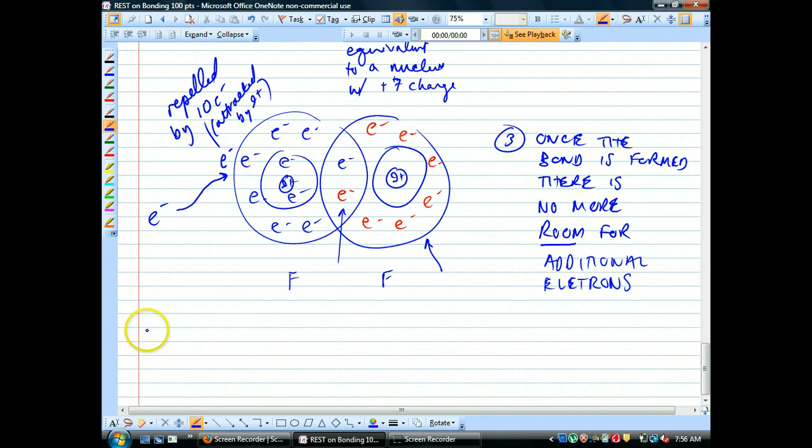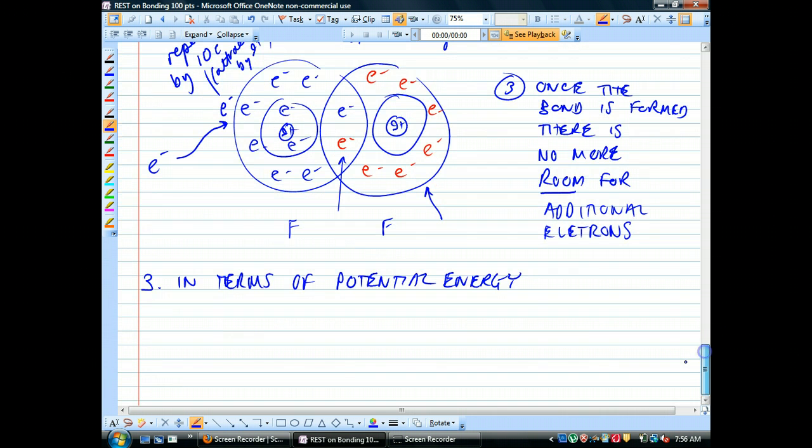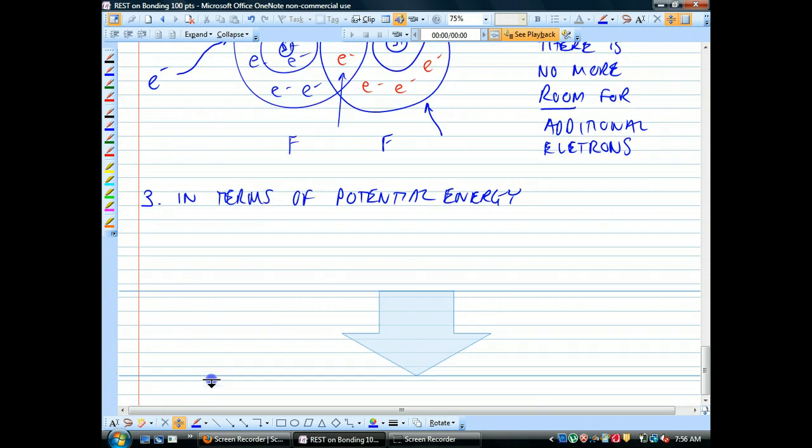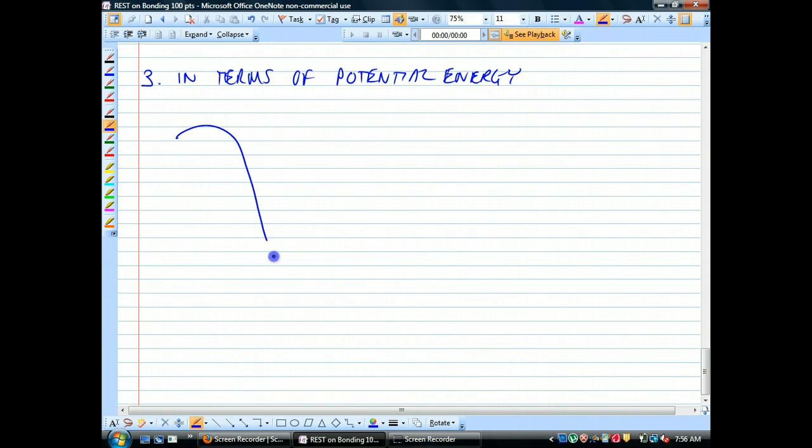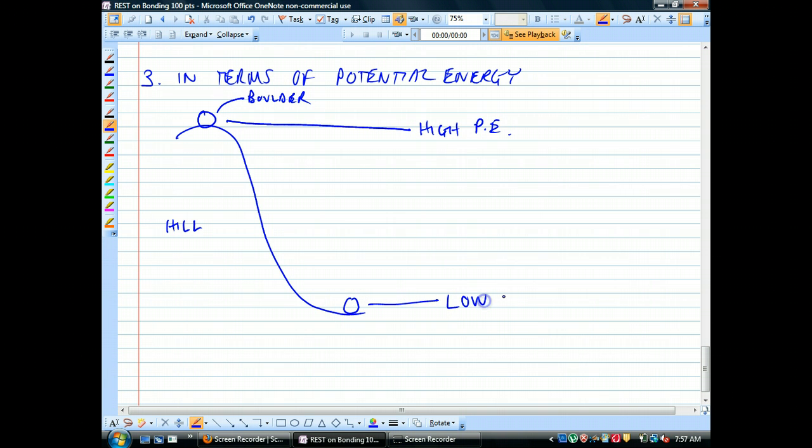Okay, third way of looking at it: in terms of potential energy. Now, potential energy, some of you may not be real familiar with that term, so let's look at a real basic case. If this is a hill and this is a boulder, right now this position is a position of high potential energy. And if the boulder were down at the bottom, that's a position of low potential energy.